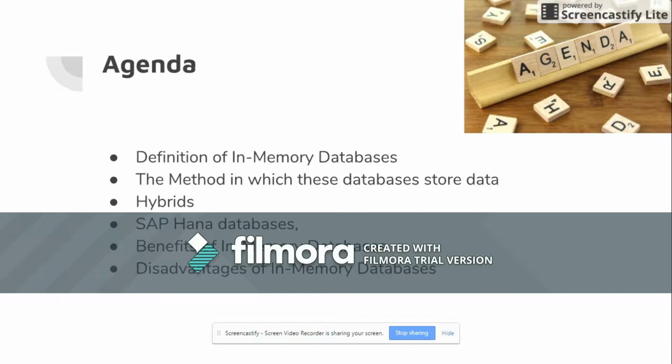After I tell you the definition of an in-memory database, and I give you an analogy to help you understand what it is, I'm going to talk about the method in which these databases store data. Then I'll talk about what hybrid databases are and why we need hybrid databases, because they're kind of important too. And then after that, I'm going to talk to you about one of the biggest innovations in in-memory database technology, which is SAP HANA databases. After that, I'll talk to you about the benefits of in-memory databases and some of the disadvantages of in-memory databases. But let's begin with our presentation.